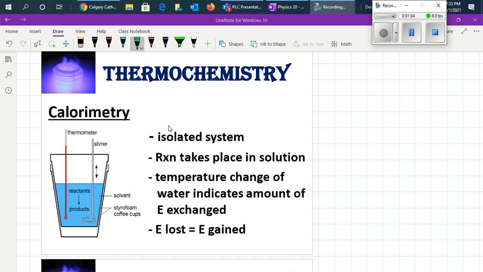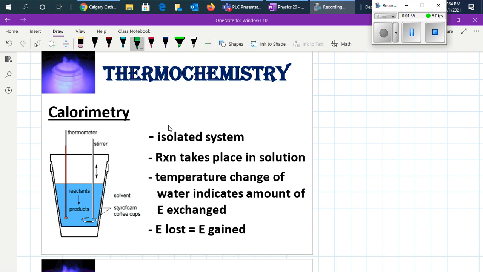dealing with an isolated system, which means that the potential energy that is released as a result of breaking the bonds of the substance is released into the surrounding, which in a lot of cases is water, because it has a very high specific heat capacity. And then the change of temperature of water is measured, and then the calories are calculated.